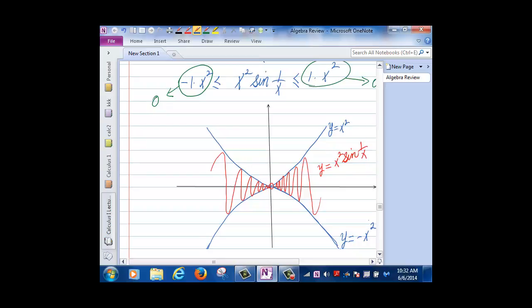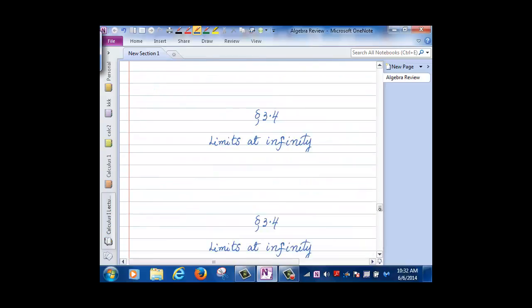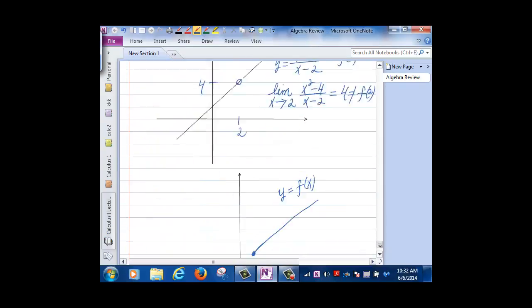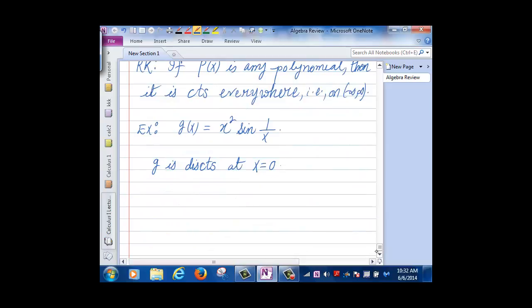So the limit of this function, x squared sine 1 over x, remember we used the sandwich theorem to show that the limit of the middle guy is 0. So the limit of this guy is 0 at 0, but it's undefined at 0, so it has a removable discontinuity. Okay.